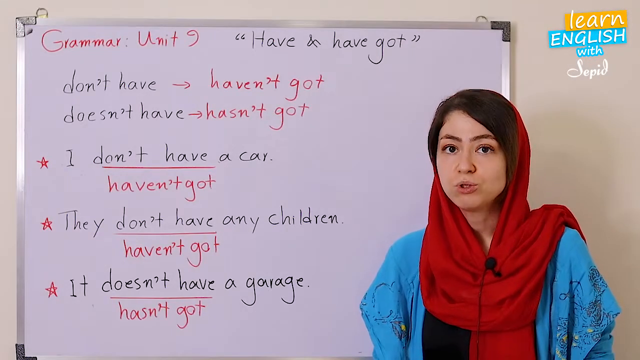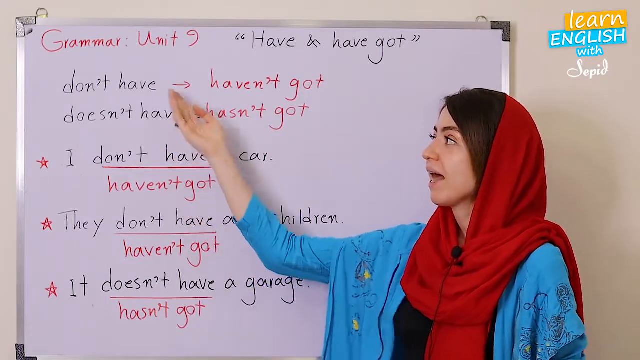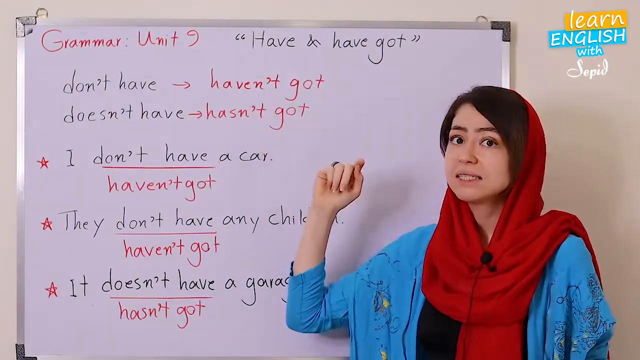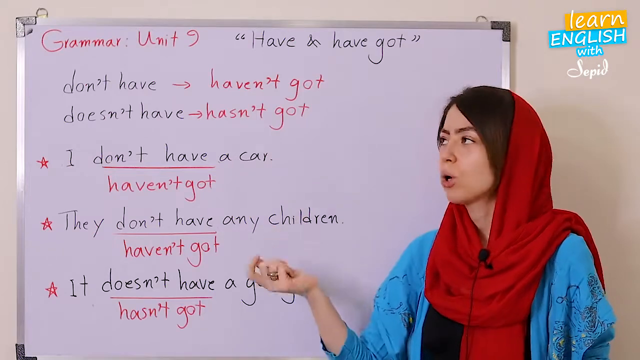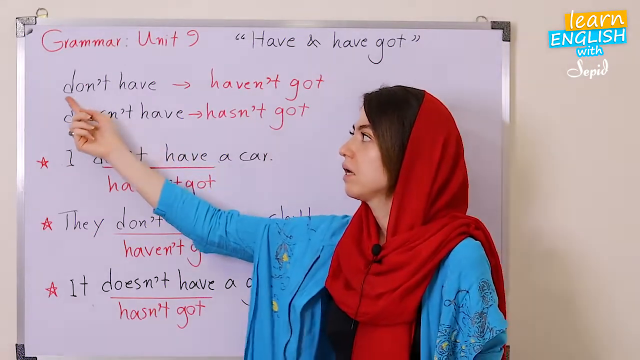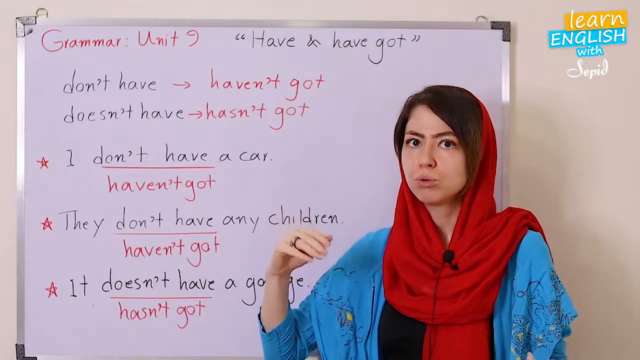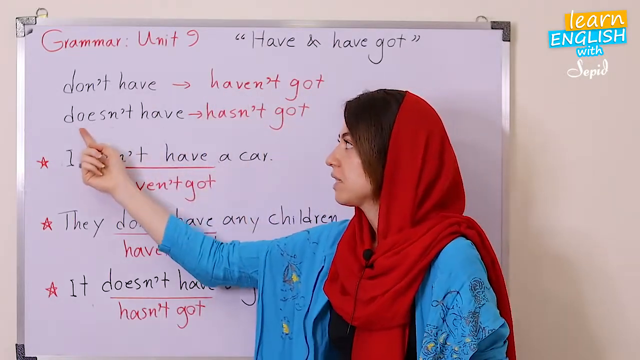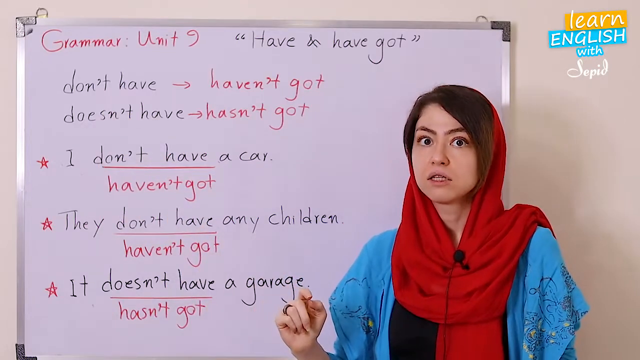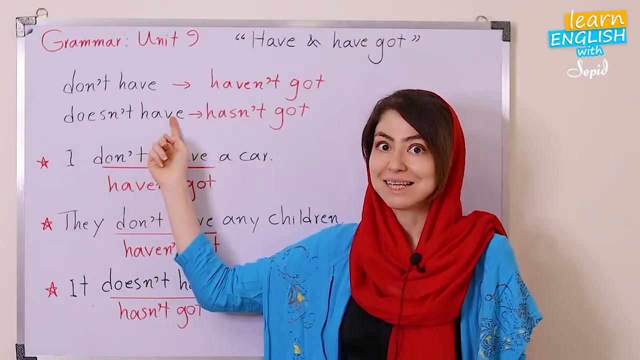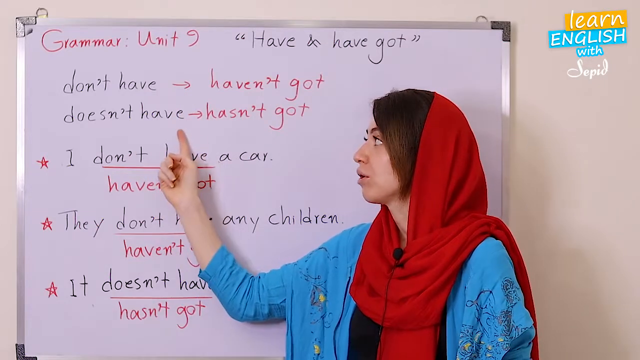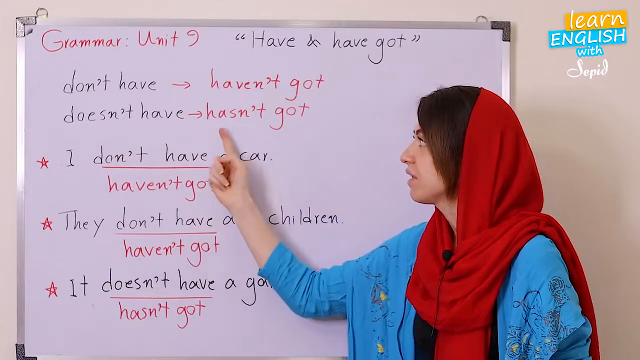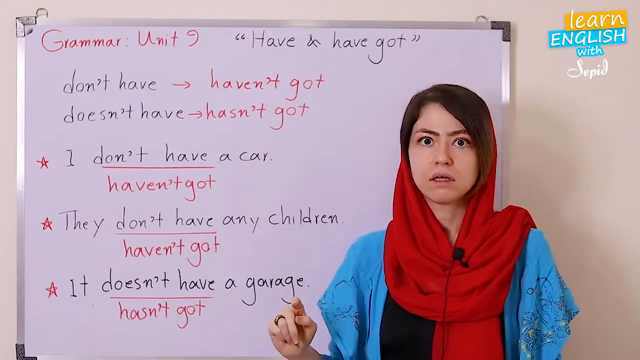Now let's go to the negative form of have, has, and have got and has got. So the negative forms are like this. Don't have, haven't got. Doesn't have, so this is the negative form of has. Has changes into have, and here we put doesn't. So doesn't have and hasn't got.